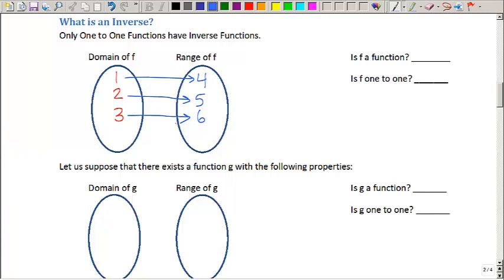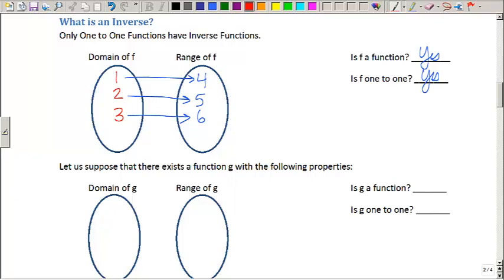So first of all, is f a function? Well, yes, f is a function because every x value is only corresponding to one y value. None of these x values are repeating and going to a different y value. Secondly, is f one-to-one? In this case, yes. Every y value, or every value in my range, is being mapped to only one x value in my domain. So f is a function, and it is also a one-to-one function.